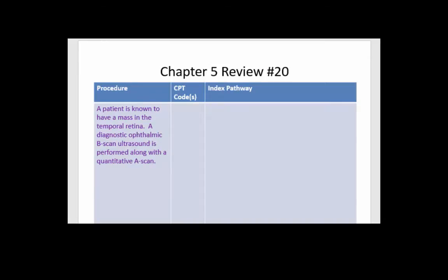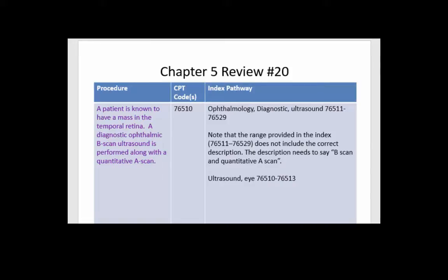Patient is known to have a mass in the temporal retina. A diagnostic ophthalmic B-scan ultrasound is performed along with a quantitative A-scan. This is another tricky one that the authors have placed in the textbook. I just want to walk through it, explain why it's tricky. If you strictly went by the main term ophthalmology, diagnostic ultrasound in this range of codes, and you read through all the code descriptions in this range of codes, nothing says B-scan and quantitative A-scan.